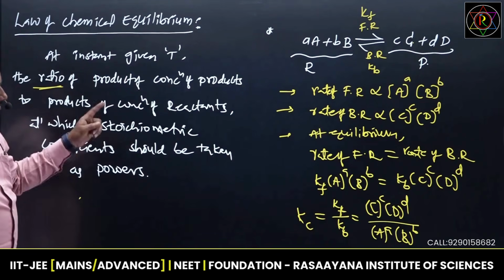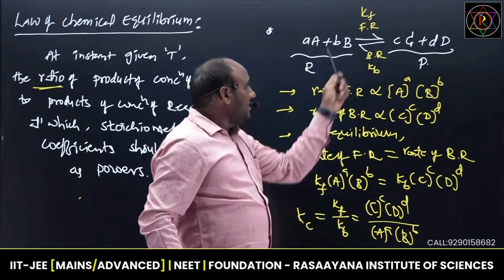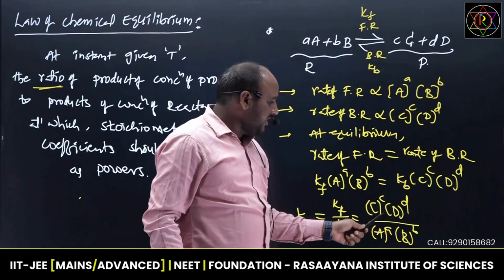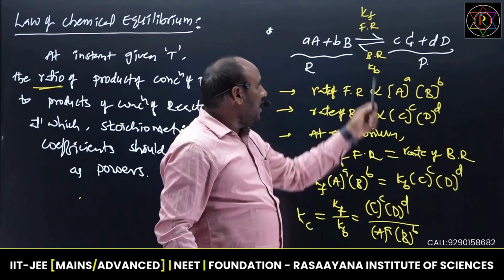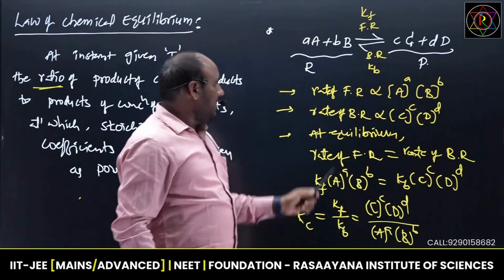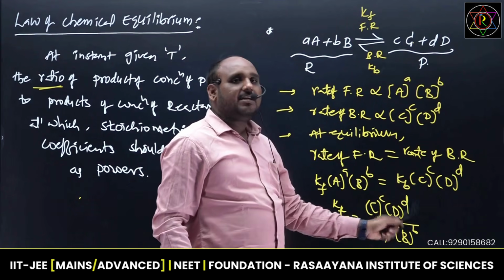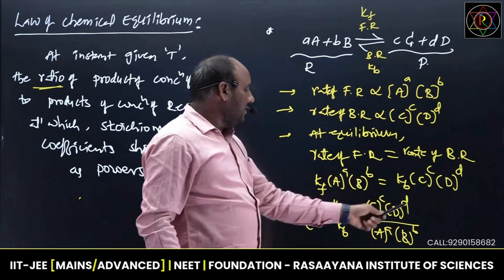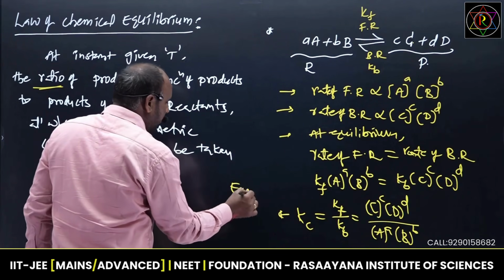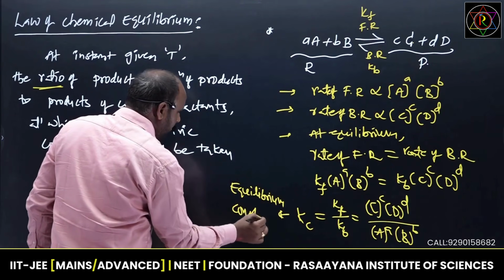What the equilibrium constant means, explained with the help of the law of chemical equilibrium: in this reaction C and D are the products, with product active mass or concentration, and we have taken their coefficients as the powers, divided by the reactants A and B, whose coefficients should be considered as their powers. So this is the law of chemical equilibrium. Therefore Kc is the equilibrium constant.